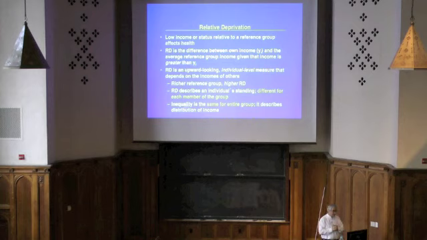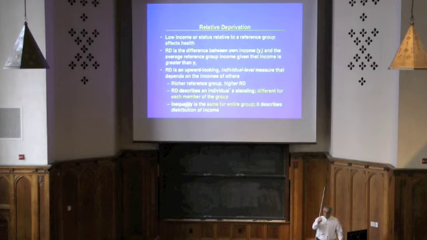This relative deprivation can be seen as the difference between your own income, Y sub I, and the average reference group income, given that income is greater than yours. Who's your reference group of people that are richer? How much richer are they? Relative deprivation is intrinsically an upward-looking, individual-level measure that depends on the incomes of others. Unlike income inequality, which is a property of groups, you cannot speak of your income being unequal. Relative deprivation is a property of individuals.